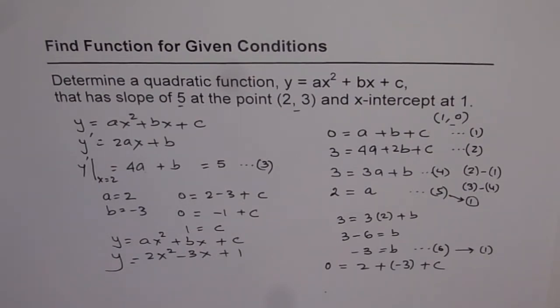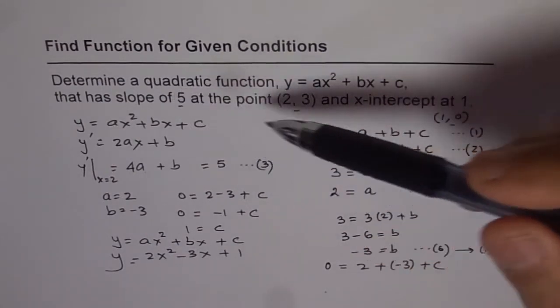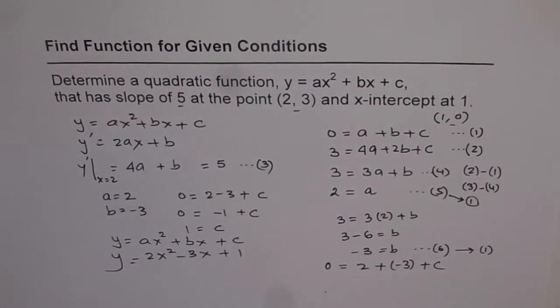I hope it helps, because many times they can say a horizontal slope at a given point. Horizontal will mean slope of 0, right? So those are the ways in which we can find a function from the given conditions.